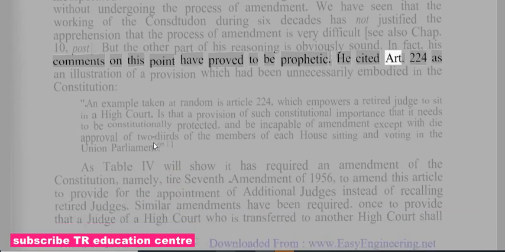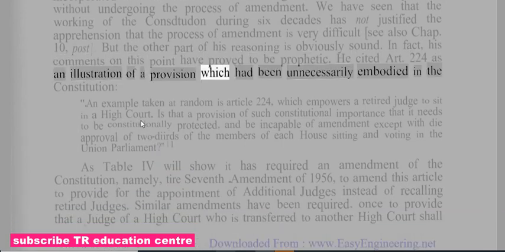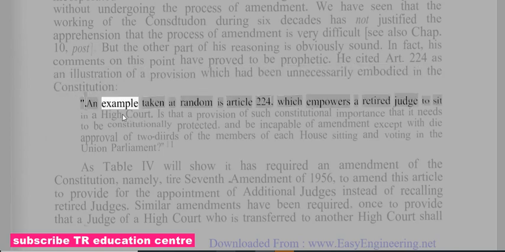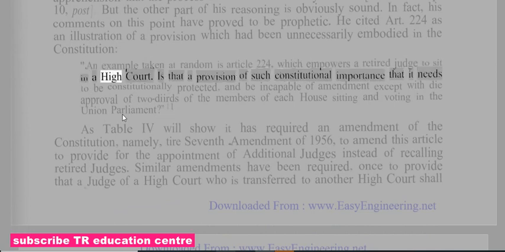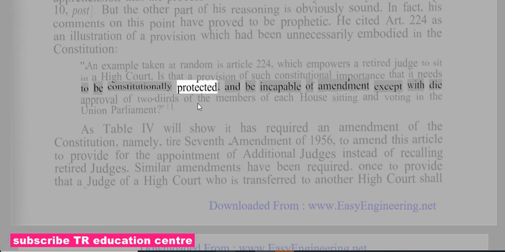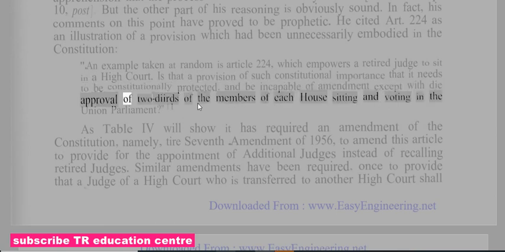He cited Art. 224 as an illustration of a provision which had been unnecessarily embodied in the Constitution. An example taken at random is Article 224, which empowers a retired judge to sit in a high court. Is that a provision of such constitutional importance that it needs to be constitutionally protected, and be incapable of amendment except with the approval of 2/3 of the members of each house sitting and voting in the Union Parliament?